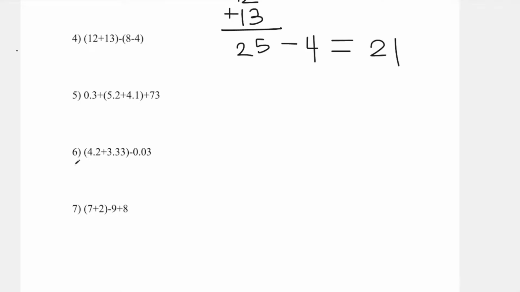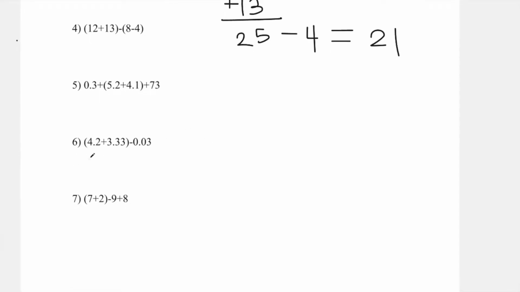Let's do number 6. So let's line up the decimals since we're adding decimals. So 4.2 plus 3.33. And okay, 0 plus 3 is 3. 2 plus 3 is 5. 4 plus 3 is 7.